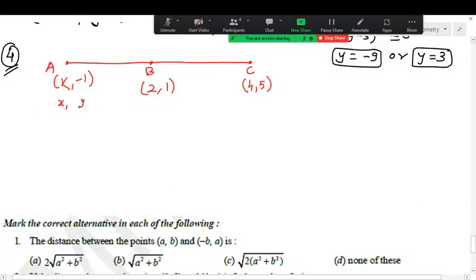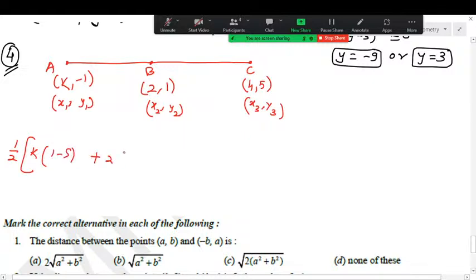If you consider the area to be 0, it's going to be easier to figure out the value of k. And what is the area? Half times x1 (y2 minus y3), if you remember, plus x2 (y3 minus y1), and so on. Minus, minus, plus 1, I'm writing.